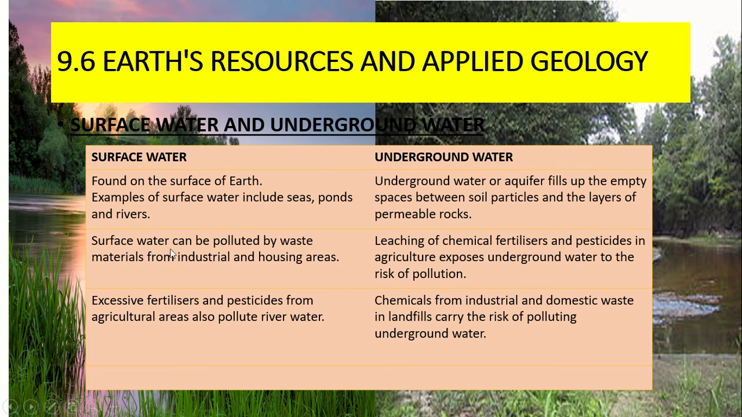Okay, surface water can be polluted by waste material from industrial and housing areas. Okay, excessive fertilizers and pesticide from agricultural areas also pollute river water.